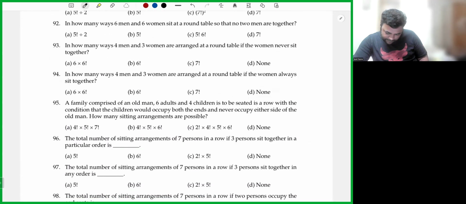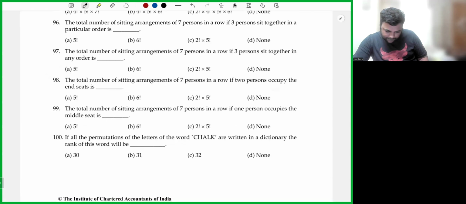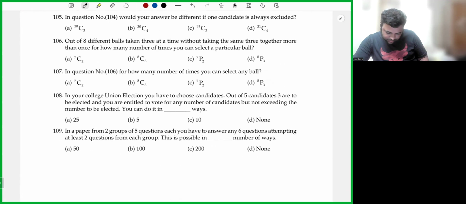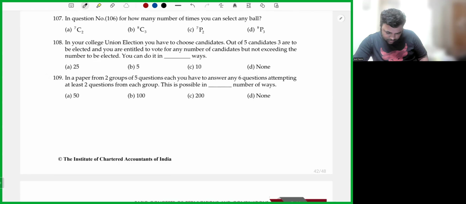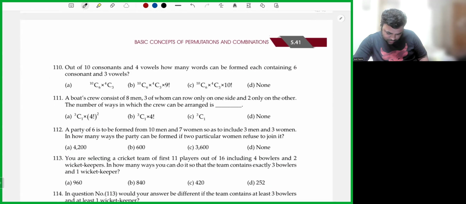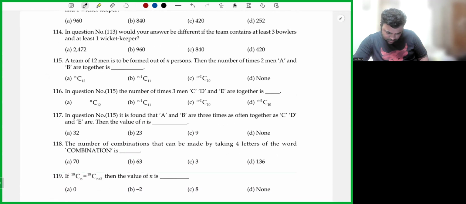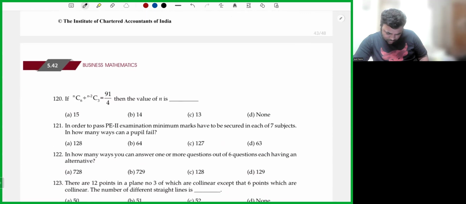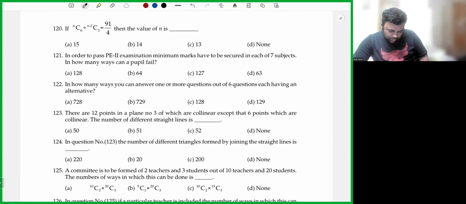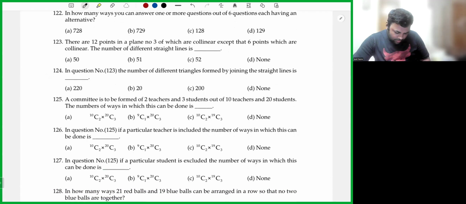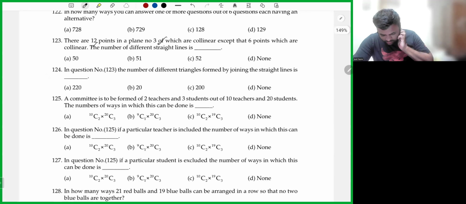Next. All these things we have done. In order to pass the examination, 7 subjects are there, so 2 power 7 minus 1. Same question it is. 12 points are there, 3 points are collinear. I hope that also we can do. There's no issue there.